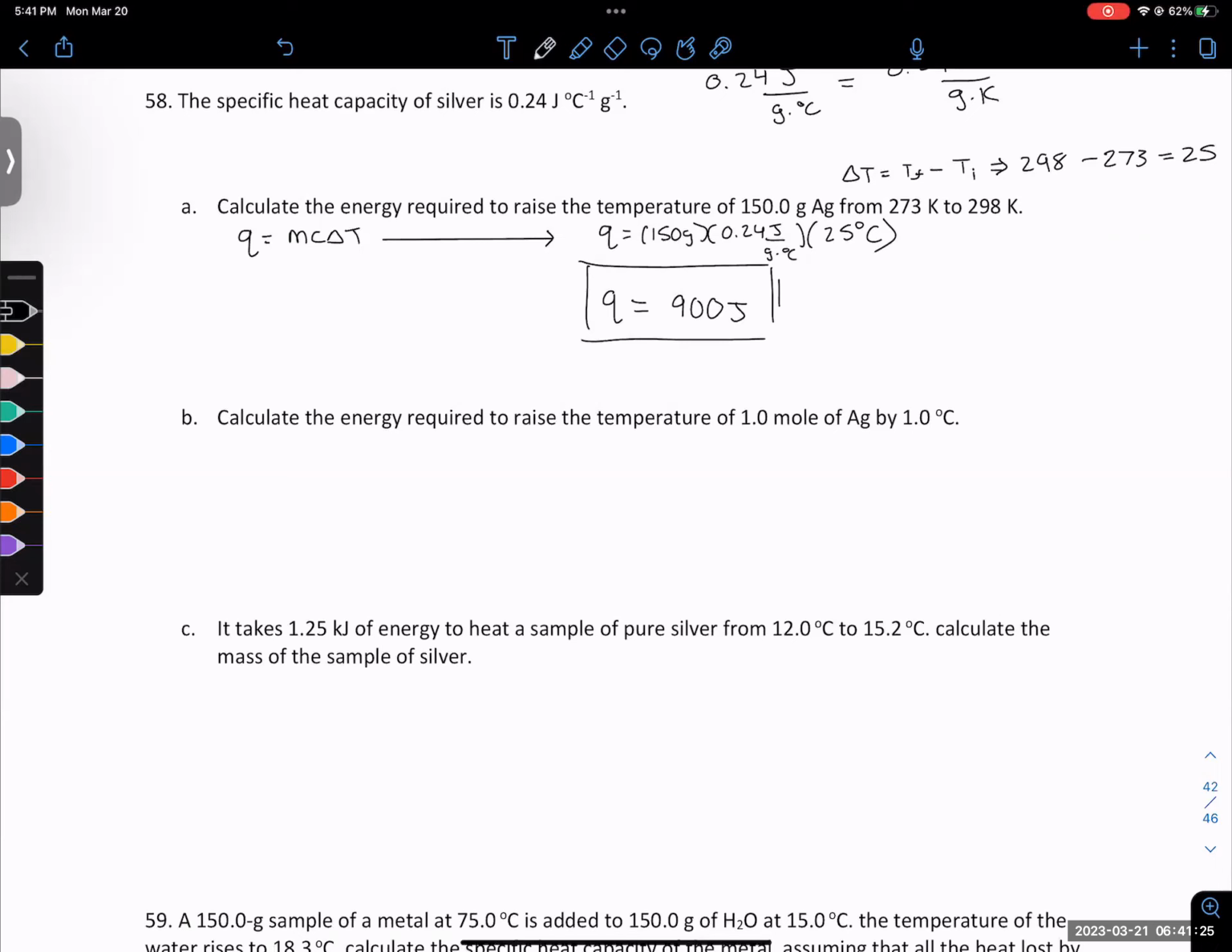So what is our change in temperature for this process? 1, right? It's literally saying raise the temperature by 1 degree Celsius. So that's a change of 1 degree. So this is equal to our delta T.